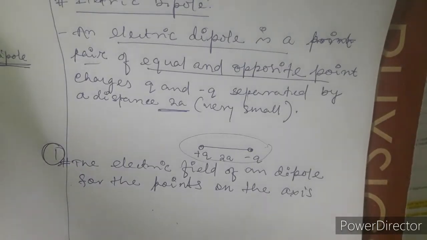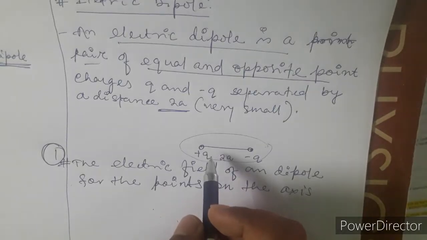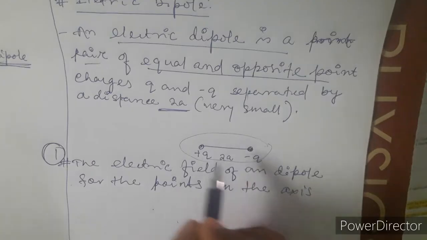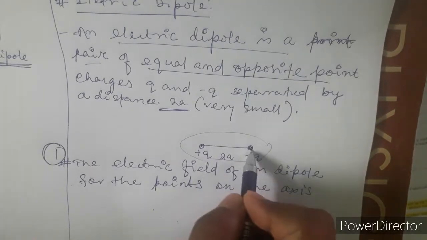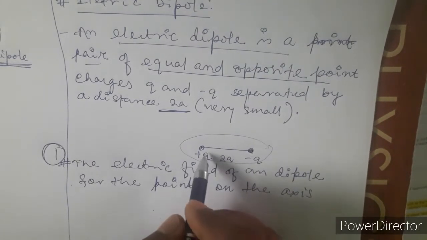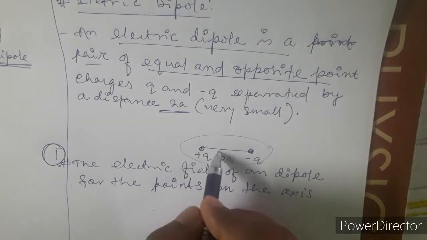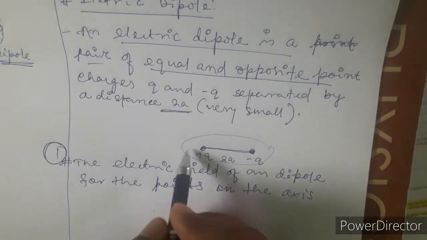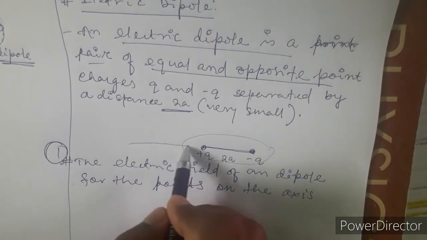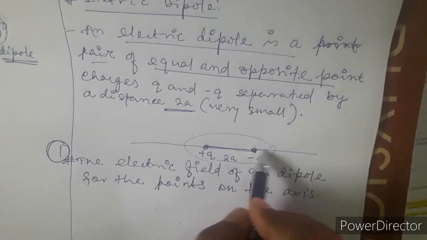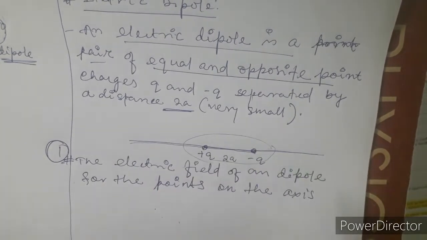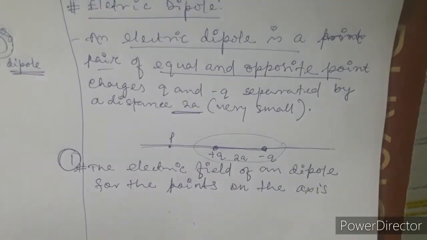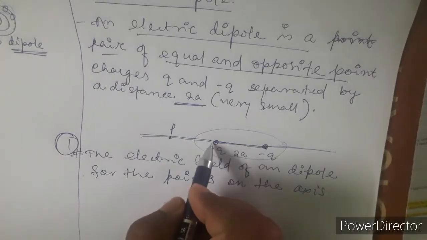Points on the axis means, which is the axis? The axis is the line which joins the centers of the two charges. The two charges plus q and minus q are separated by a distance 2a. The line which joins both the charges is the axis of the dipole, and let's extend this line. Now we'll calculate the electric field at any point p on this axis.